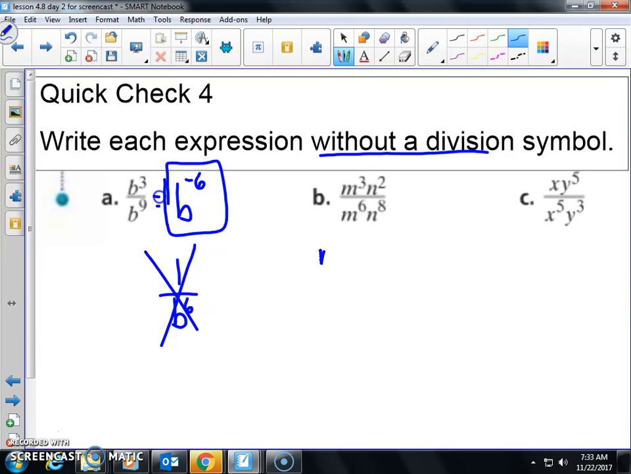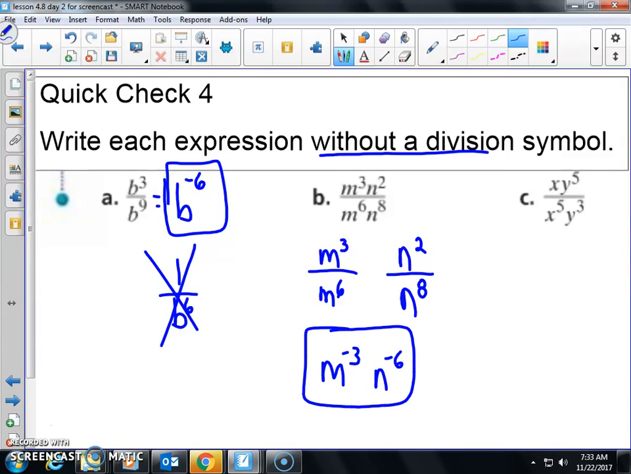Letter B has 2 parts. It's got the m's and it's got the n's. So again, treat it as two separate problems and then bring your answers together at the end. Keep the base of m, subtract the exponents, get negative 3. Keep the base of n, subtract the exponents, I get negative 6. And the directions say no division symbol, no fraction bar. So this is my answer. You can write it like this. You can put a multiplication sign in between. Both ways are correct.